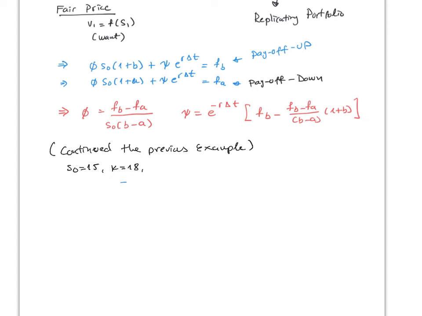So from here we have that 24 has to be equal to 15 times 1 plus B, which means B is equal to 0.6. Okay, remember that you start at 15 and it can go to 24 or down to 12. Or if it went down to 12, then the value for A will be negative 0.2. Again, you should check that that's the case.